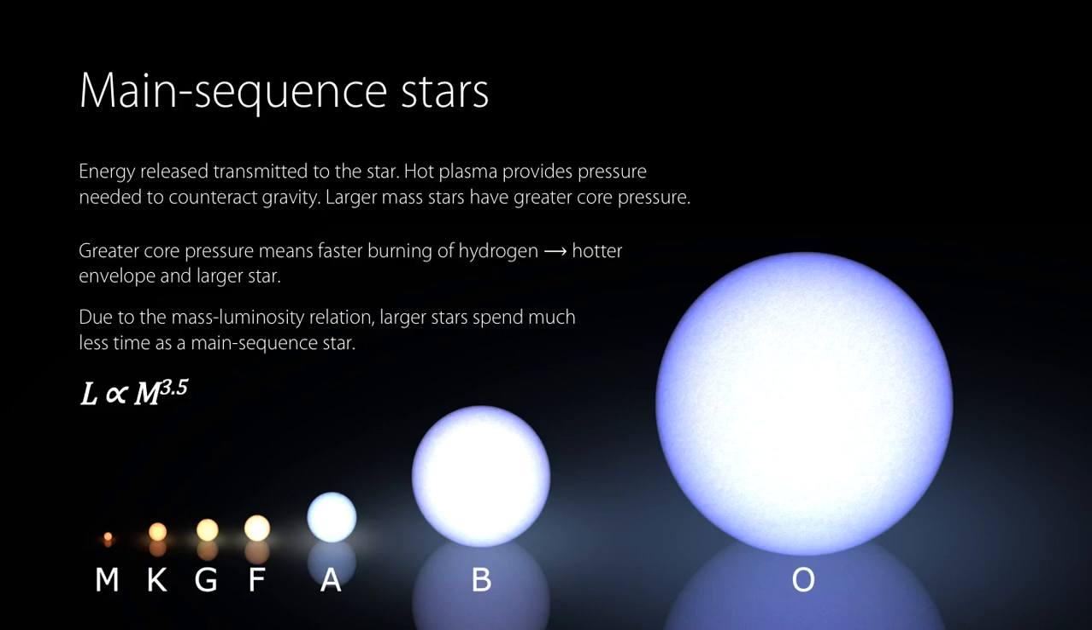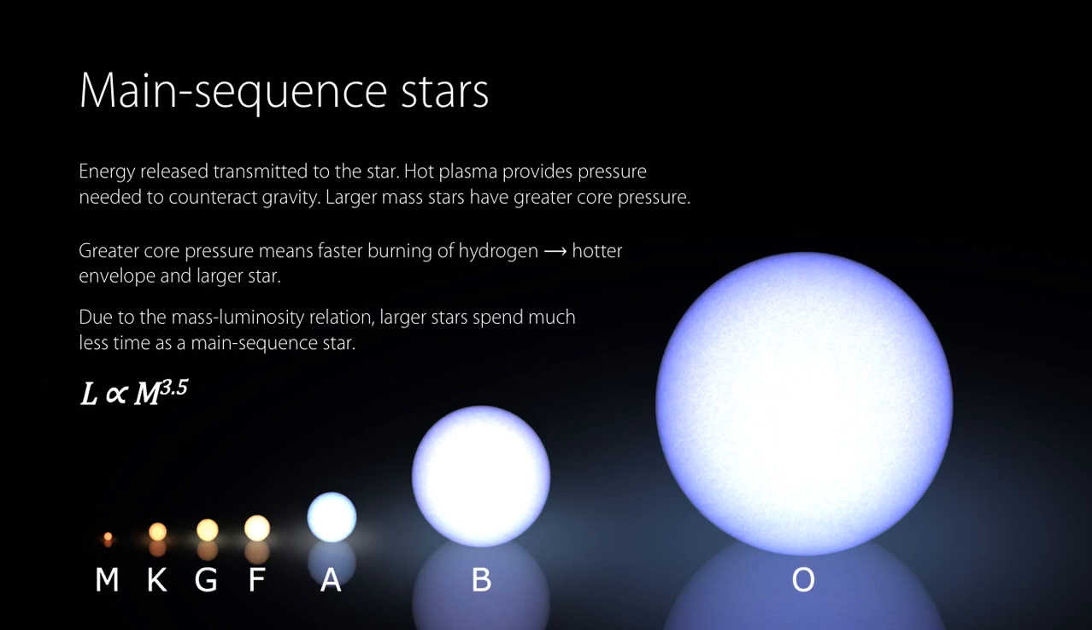Faster burning of hydrogen means a greater energy release per unit time, which leads to a hotter envelope and therefore to a larger star. So greater mass means larger, not just because the mass itself is greater, but also because of the rate of hydrogen consumption. Within the main sequence, the luminosity is not linearly related to mass, but to the mass to the power of 3.5, as we have already discussed.